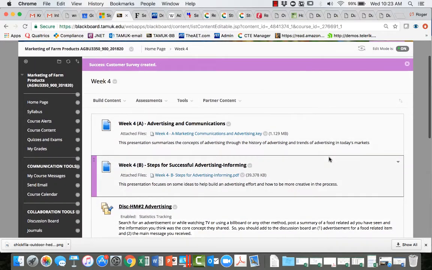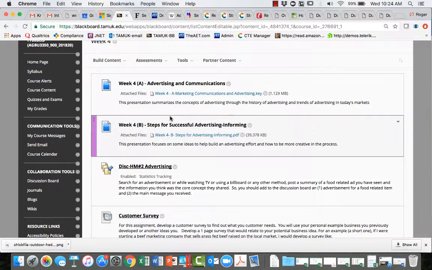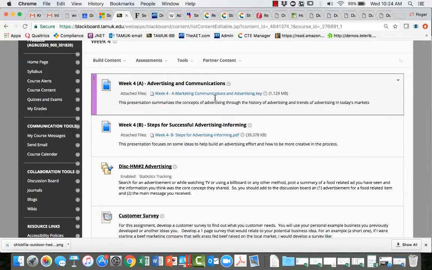All right, as you move into week 4, you're going to see a presentation A and B here at the top. Now, the A presentation is about advertising and communications. It's really about the history of advertising. It goes into some details about how ads are developed and trends in advertising. The second presentation goes straight into successful advertising, and it gives you actually 7 steps. These 7 steps are things you can follow to hopefully build a good ad. Now, it's not about how to build the ad. It's about what goes into consideration as you build an advertisement. So these 2 presentations are what you'll go over first.